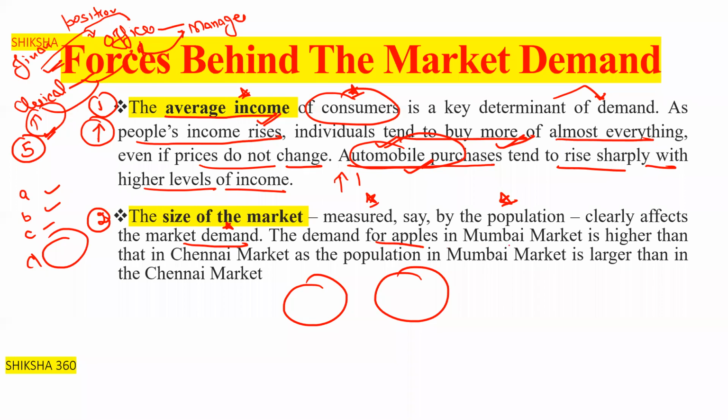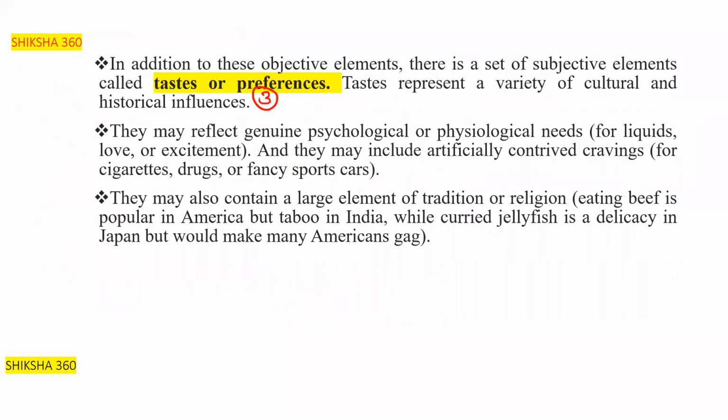So the demand for apples in the Mumbai market is higher than that in the Chennai market. The reason is that there is more population in the Mumbai market with respect to the Chennai market. So this affects the market demand. This is the second factor, the size of the market.